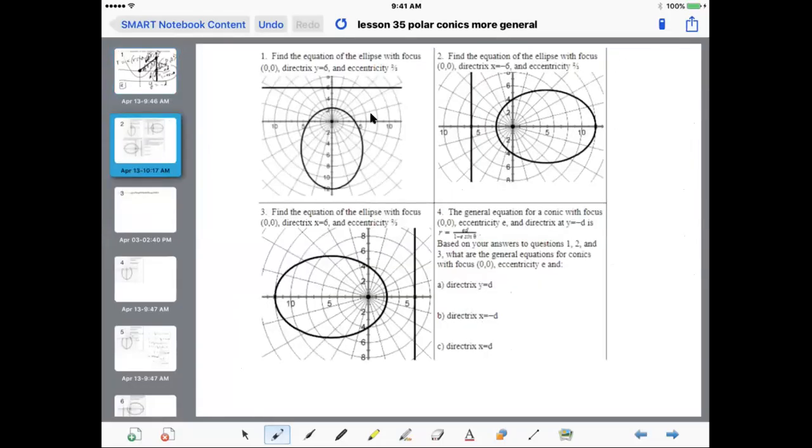There are, I think, 10 or 11 questions on this sheet, but the most important ones are numbers 1, 2, 3, and 4. 1, 2, and 3 are really specific, where you have directrix is y equals 6, eccentricity is 2/3. They all have eccentricity 2/3, and they all have focus at 0, 0. But I have three other positions of the directrix. Number 1 is horizontal above the x-axis. Number 2 is vertical to the left of the y-axis. Number 3 is vertical to the right of the y-axis. These are really specific. And then number 4, A, B, and C, have you try to figure out what the general equations should be.